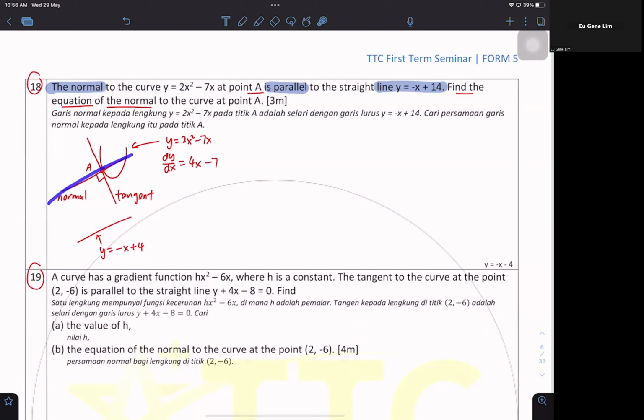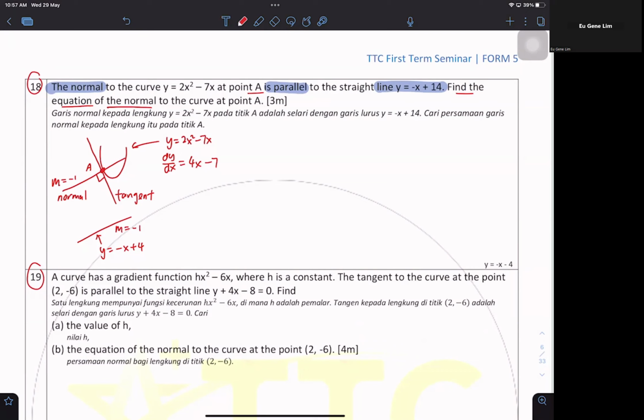Because they are parallel, the gradient should be the same, right? When they are parallel, the gradient of this line is -1. So the gradient of the normal is also -1.